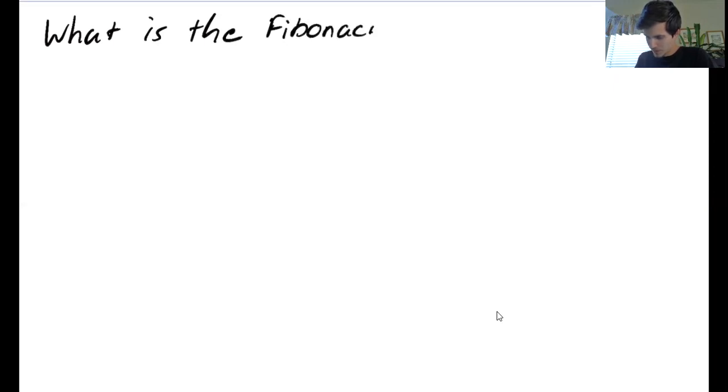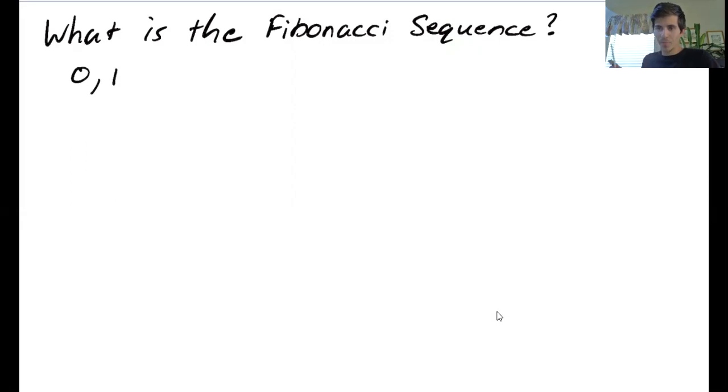So first we're going to look at what is the Fibonacci sequence. Just to get you caught up on exactly what's going on here. Basically, the Fibonacci sequence is where you have numbers, and each number is the sum of the previous numbers.